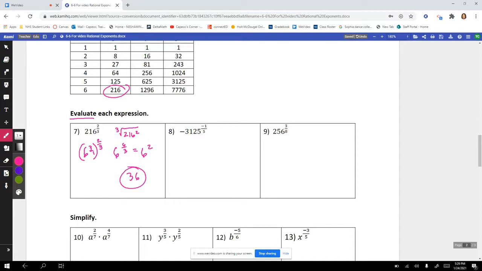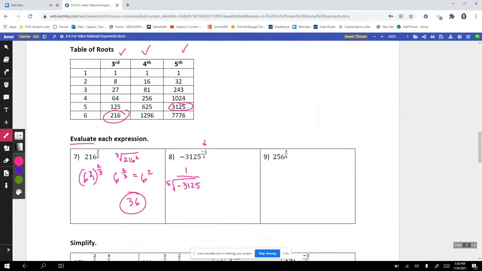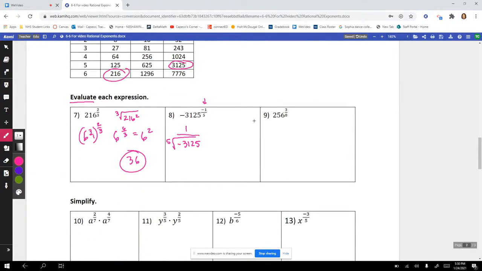All right, let's look at number 8. Now, my exponent is negative. So now I'm going to take that to the other side of the dividing line. I have -3,125. Now, I'm going to take that to the 5th power underneath. And again, if you look at my table, my 5th root, that's going to give me 5 underneath, right? So the 5th root of -3,125 is going to give me -1/5.